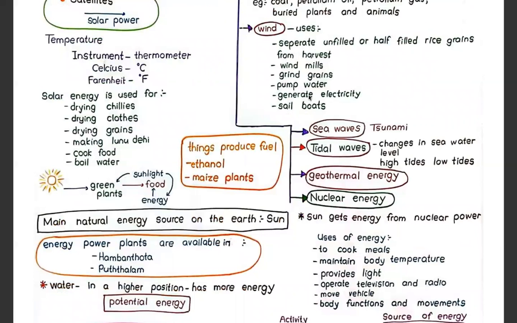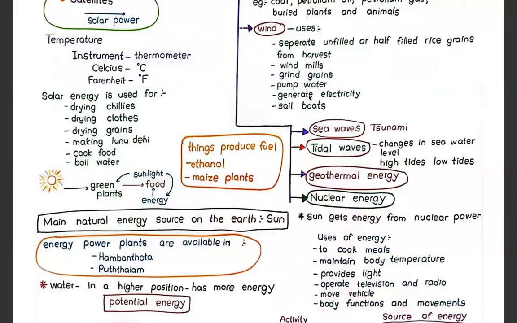And then let's take wind. What are the uses of wind? Why do we use wind? To separate unfilled or half-filled rice grains. We use wind to remove the husks from the harvest.